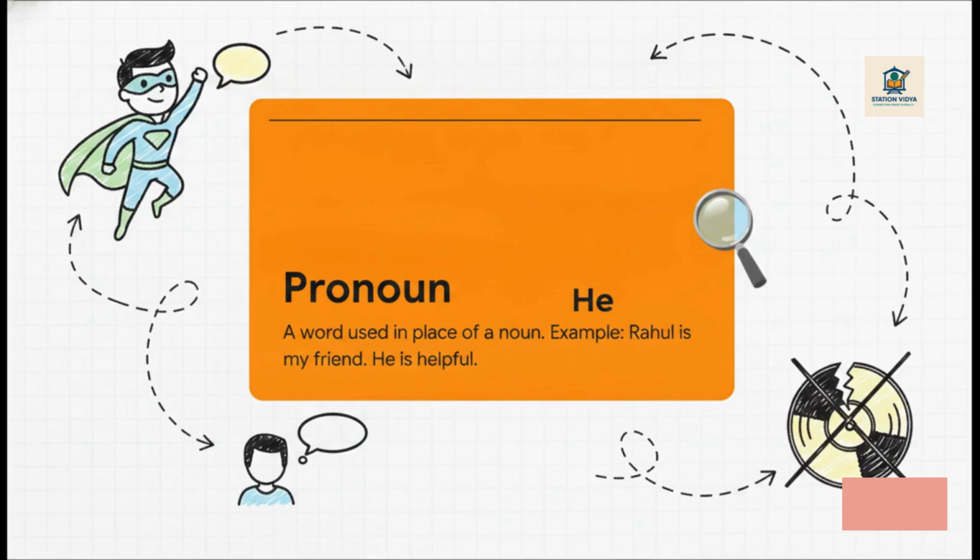So the big takeaway here is this really simple definition. A pronoun is basically a word used in place of a noun. It swoops in to replace that noun so we don't have to sound like a broken record. Like in our example, Rahul is my friend. He is very helpful. Rahul is our noun, and he is that superhero pronoun stepping in to save the day.